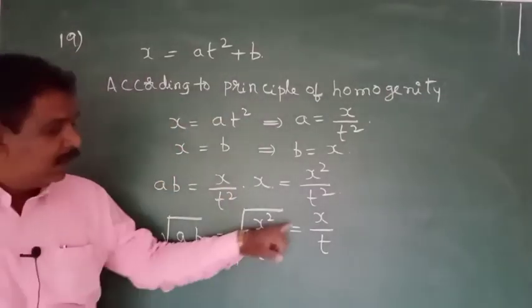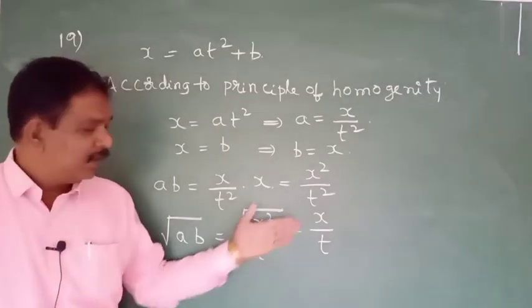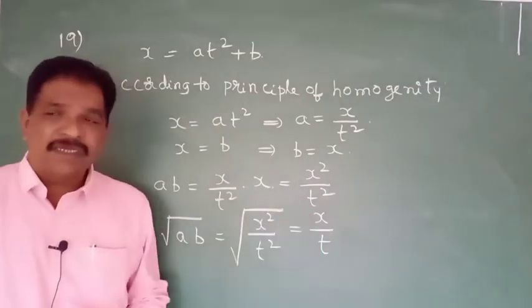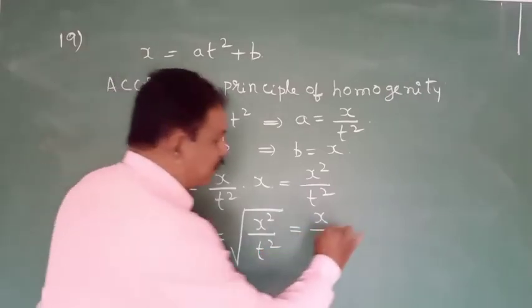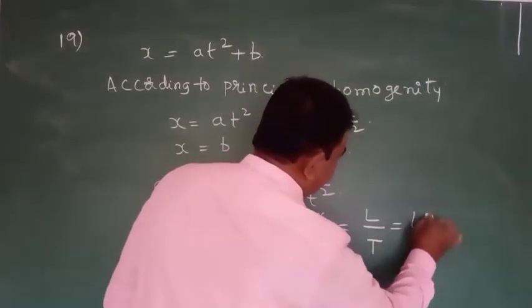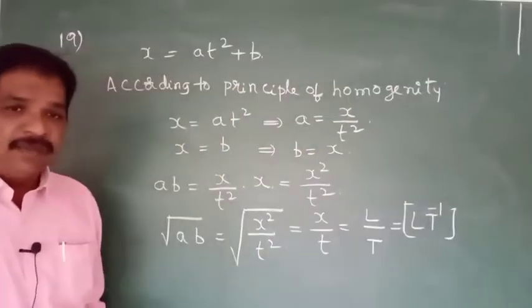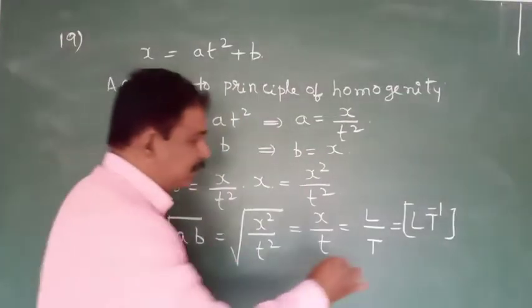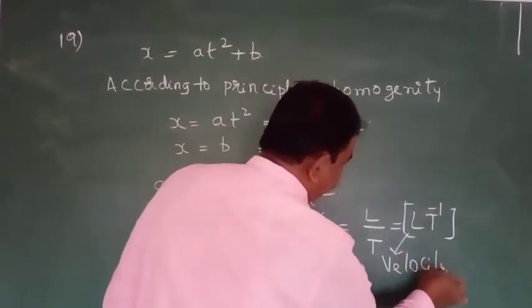What they mentioned: x is the distance, t is the time. That is nothing but displacement by time. This is equal to velocity. Write the dimensional formula: x is L, t is capital T, so it becomes LT power minus 1. LT power minus 1 is the dimensional formula for velocity.